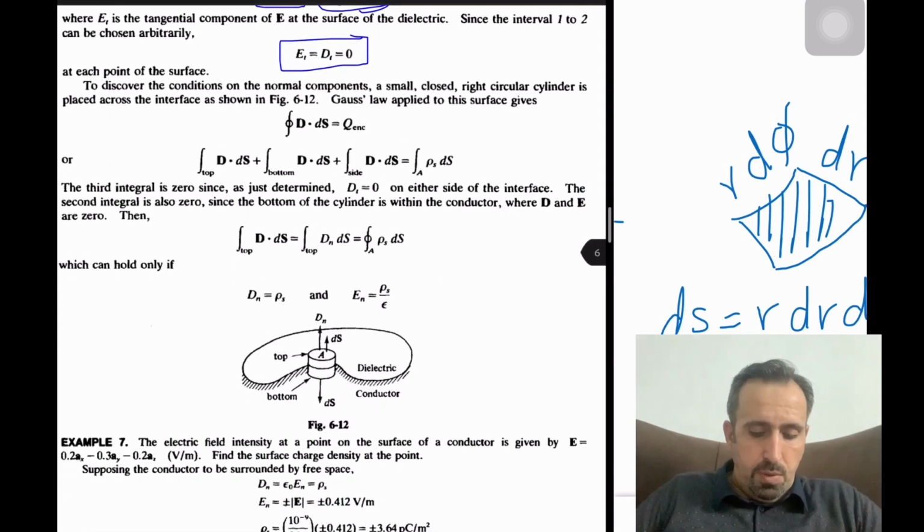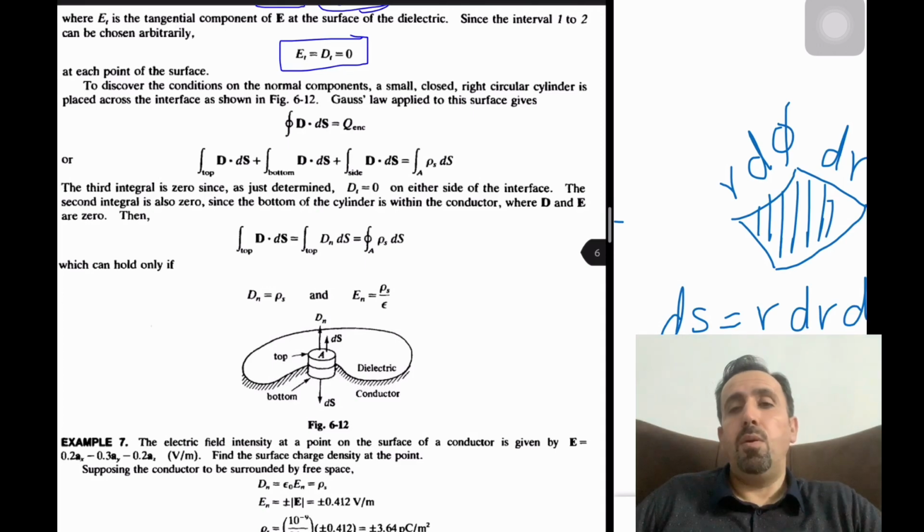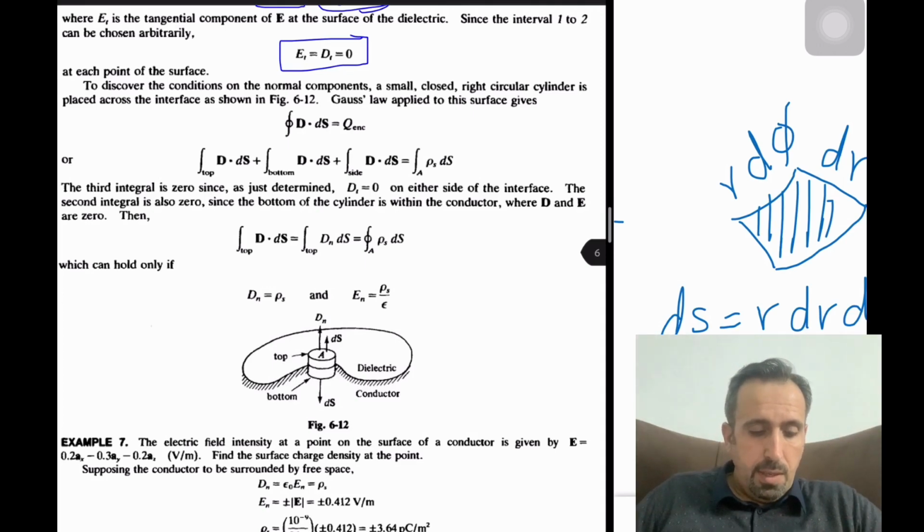Now, this is the important thing in this boundary condition. If we want to think about the normal component, certain assumptions will be made. This assumption is by having a certain right cylinder. If you think about a certain right cylinder and applying Gauss law, we are talking about figure 6.12.